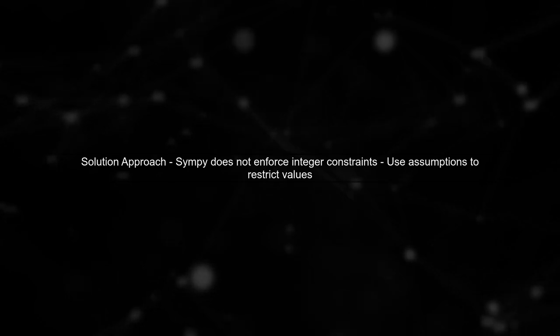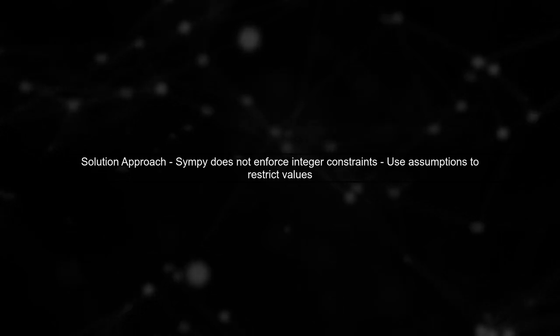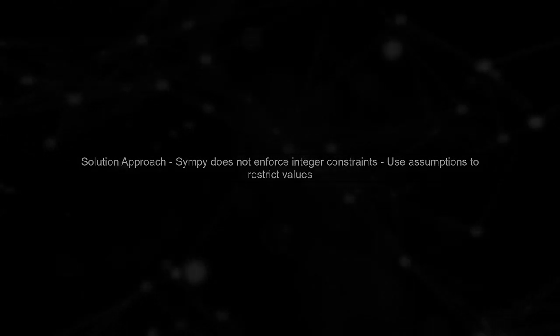To address this, we can use assumptions. You can modify your symbol definition to include assumptions that explicitly state n must be an integer. Here's how to do it. Finally, reevaluate the integral with the updated symbol definition. This should prevent Sympy from returning non-integer results.